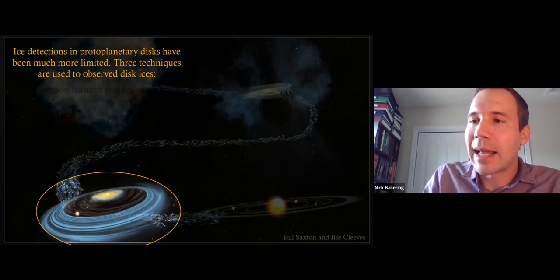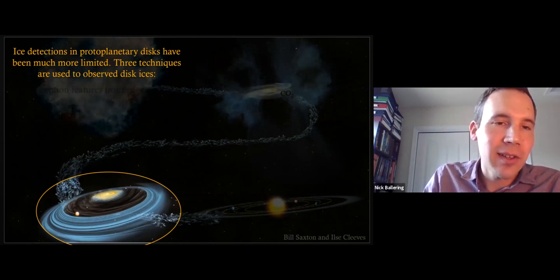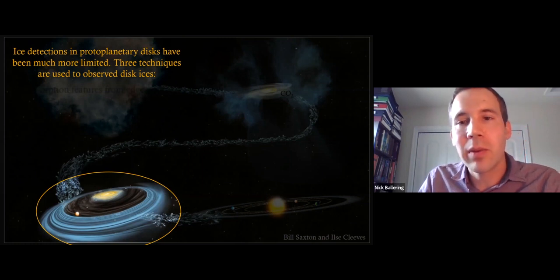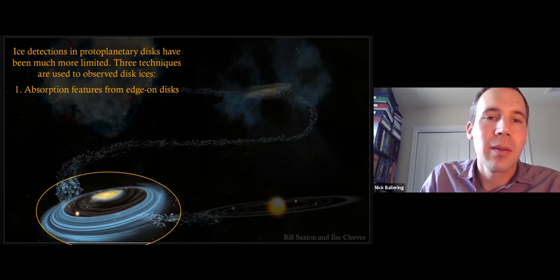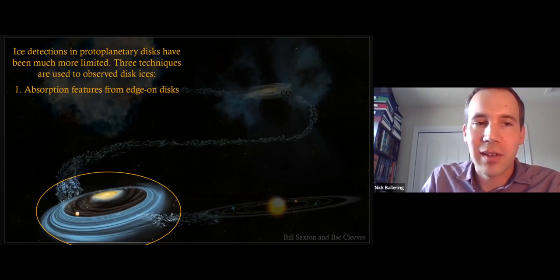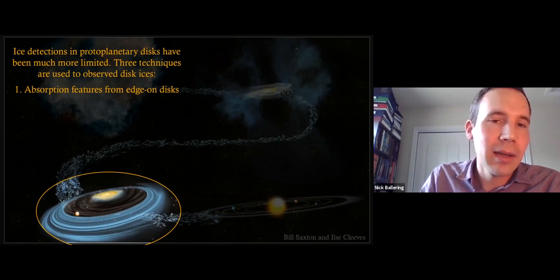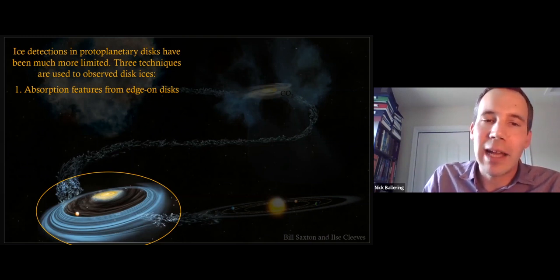And so we haven't yet had the data to build up those type of statistics. And so there are three sort of techniques that you can use to study ice in class 2 disks. The first is absorption, again, through disks that happen to be edge-on.